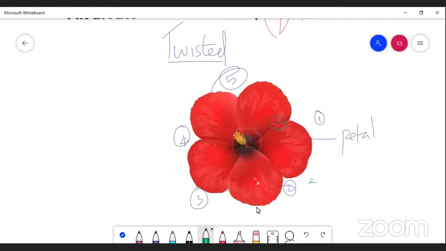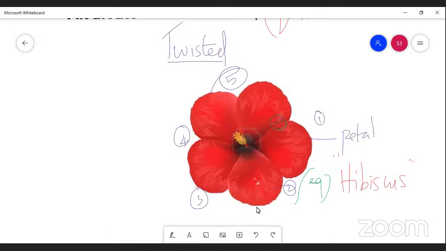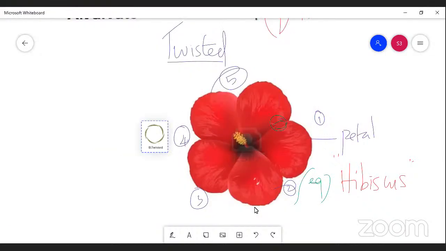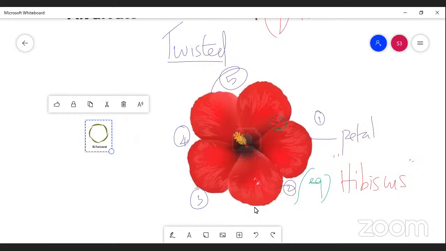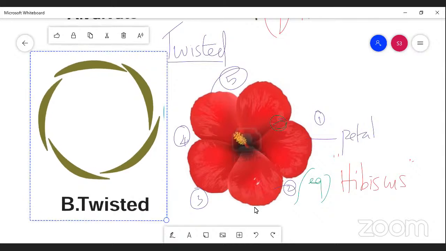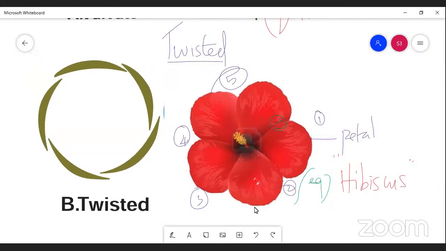The petals of Hibiscus rosa-sinensis. I'm talking about twisted aestivation. These petals are arranged, and I'm going to show you the arrangement of twisted aestivation. When I take a photograph from the top view, you can see this arrangement. Now, this is a photograph taken in top view. If you take a flower in top view, you can see this is a twisted aestivation.